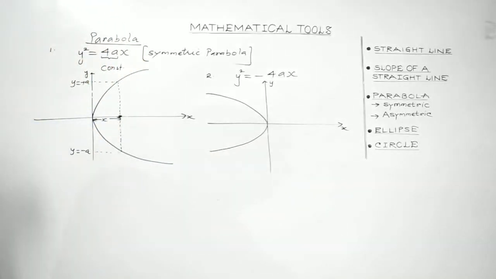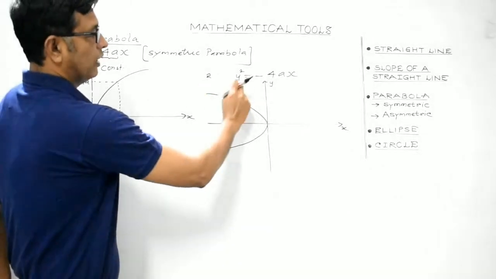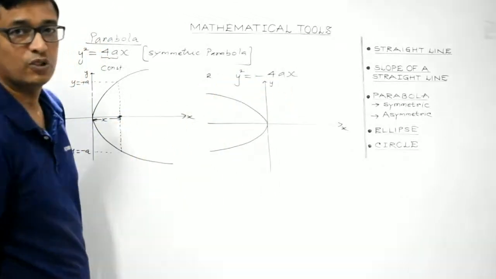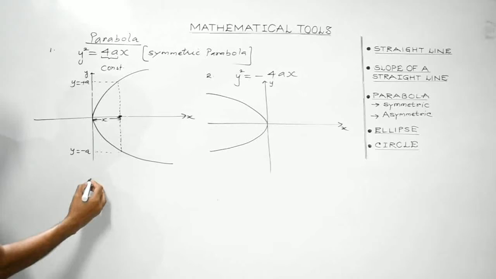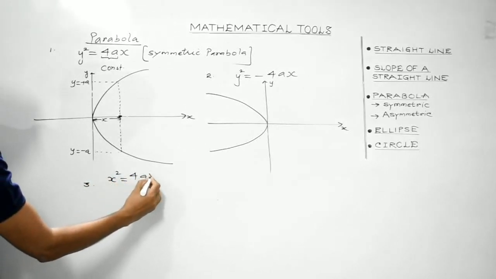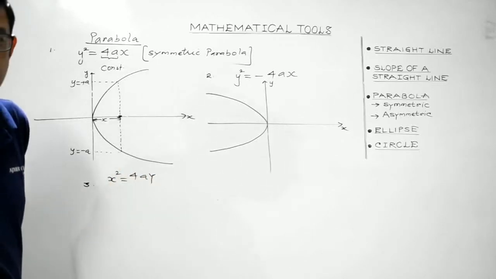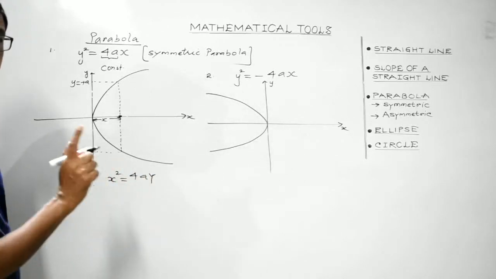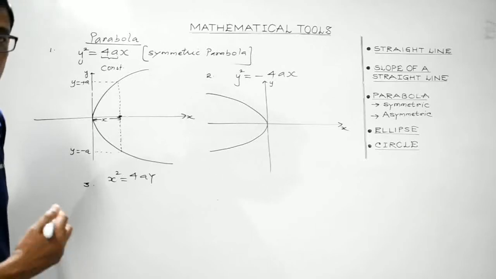It's okay? This is the standard equation: y square is equal to minus 4x for this particular graph, right? Then, third, suppose it's x equals 4ay. Again, x and y are variables, 4a is constant. The degree of the equation is 2, so it must be a parabola.